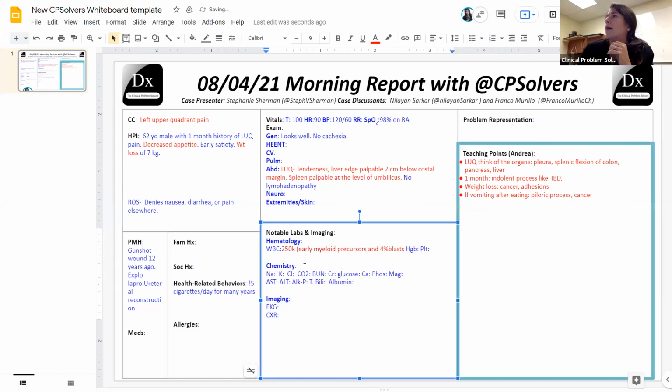And his hemoglobin was 11 with an MCV of 94. And his platelets were 2,400,000.